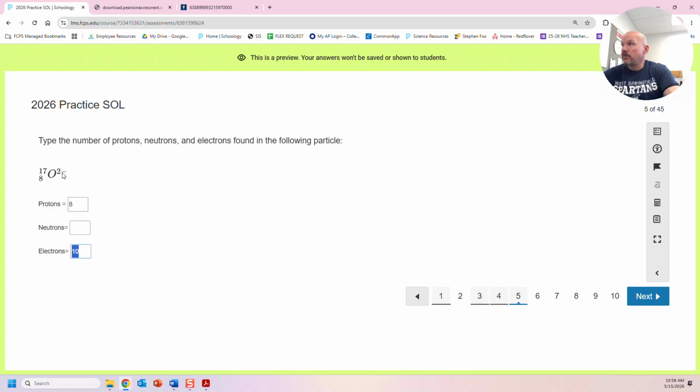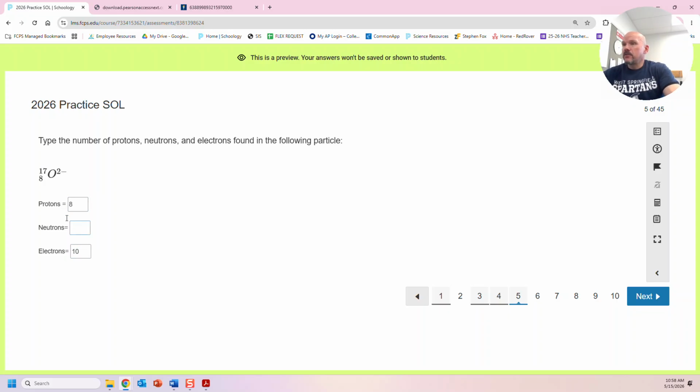If this said 2 plus, I would take away 2 electrons and have 6 electrons. Remember, 8 is the atomic number, that's the proton number. That's locked in. That can't change. So if this said 2 plus, it would be 6 electrons. If this is 2 minus, it is 10 electrons.